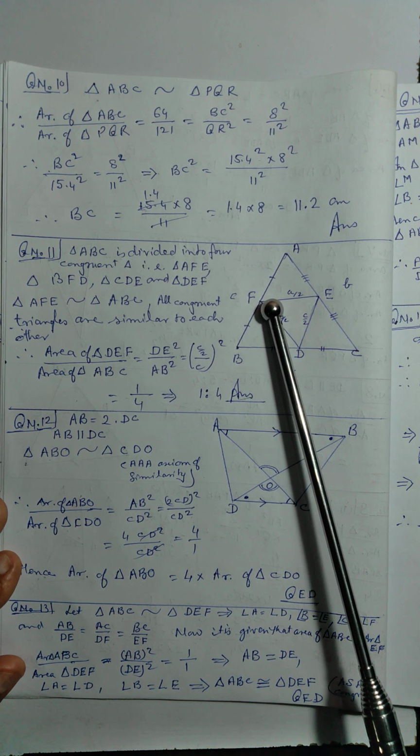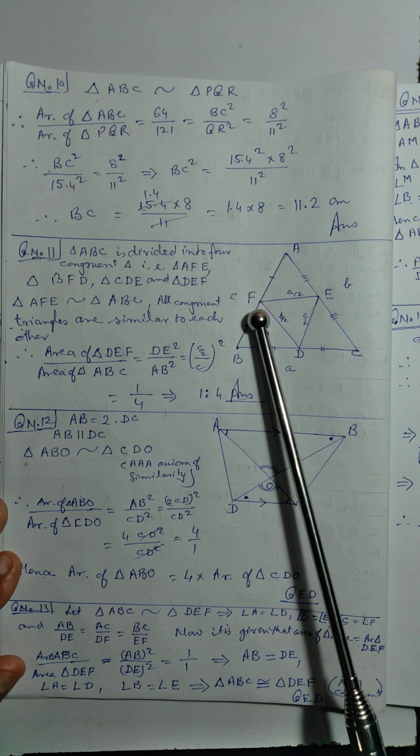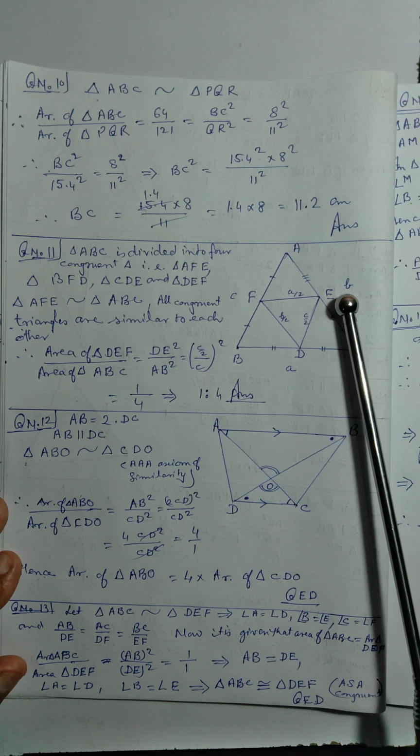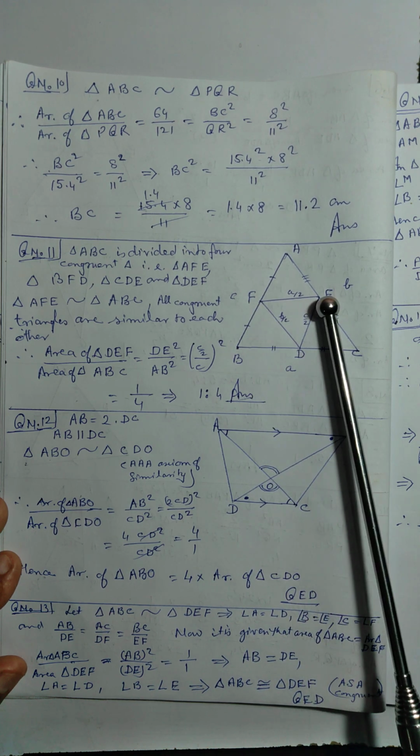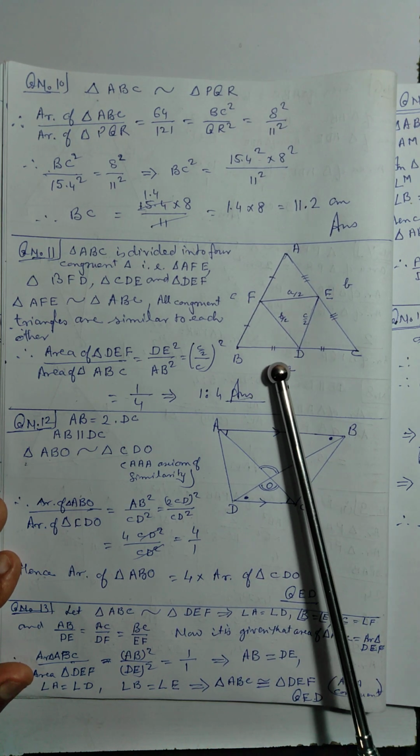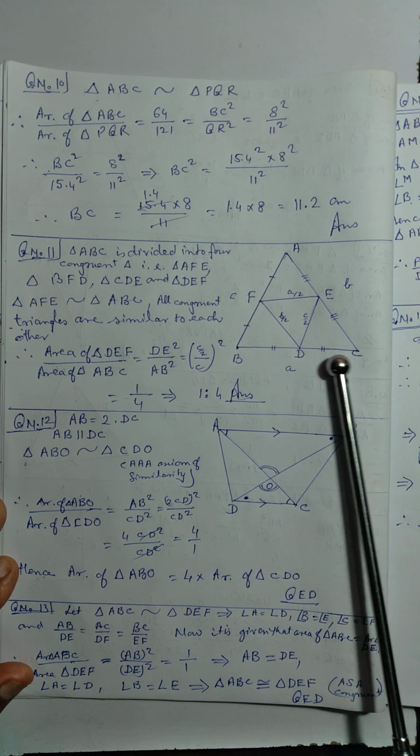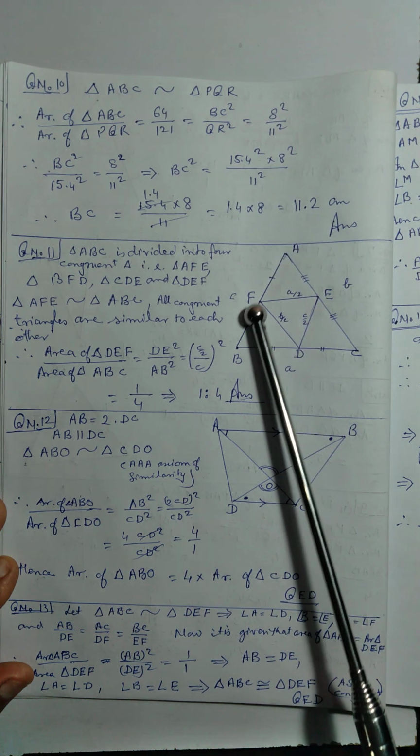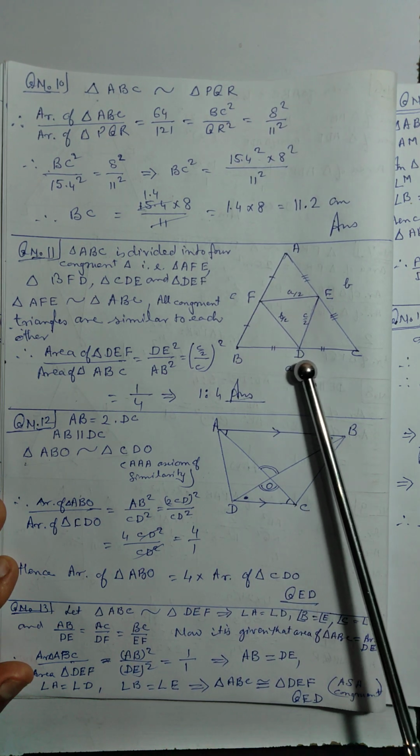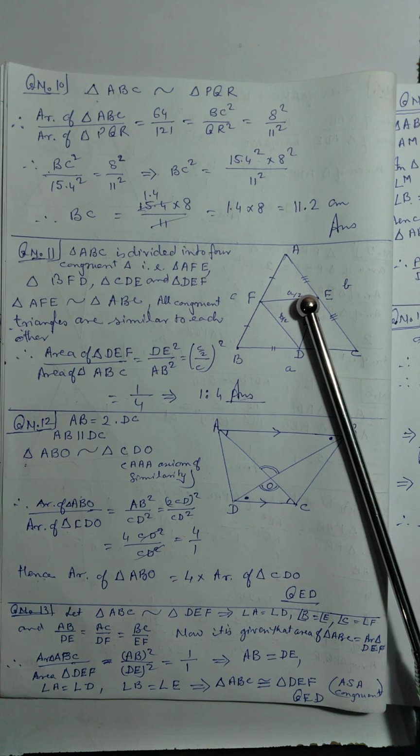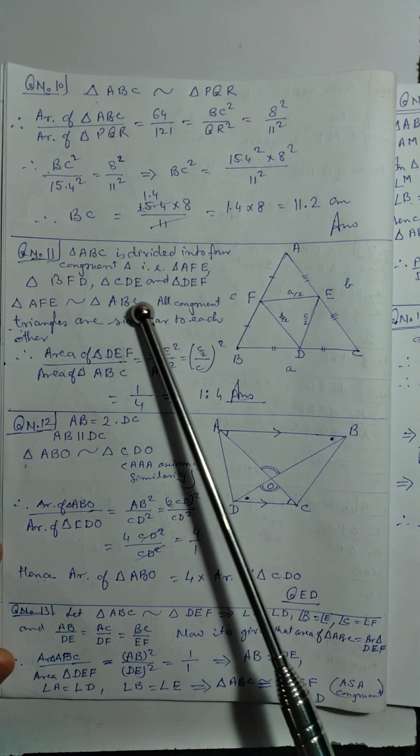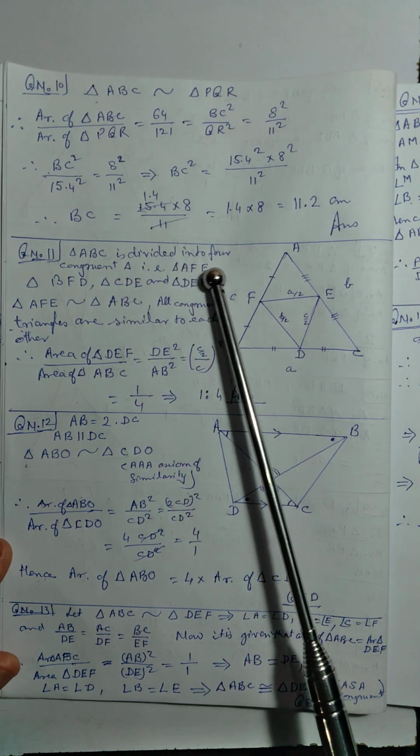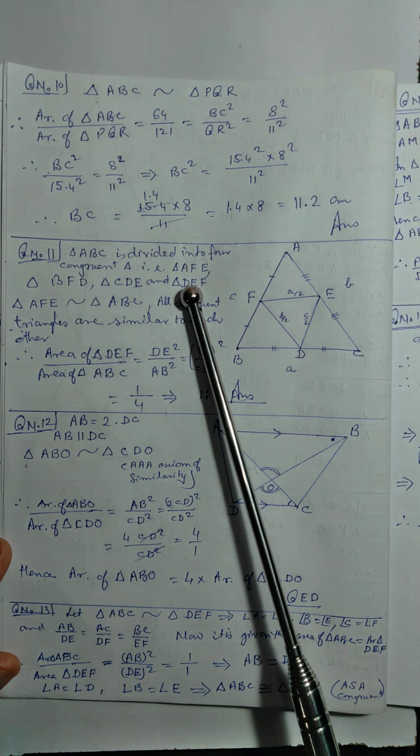So as we know that F and E are the midpoints of two sides. When you join these two points, it will be parallel to the BC. Similarly, DE will be parallel to AB and FD will be parallel to AC. So, the ABC is divided into four congruent triangles.